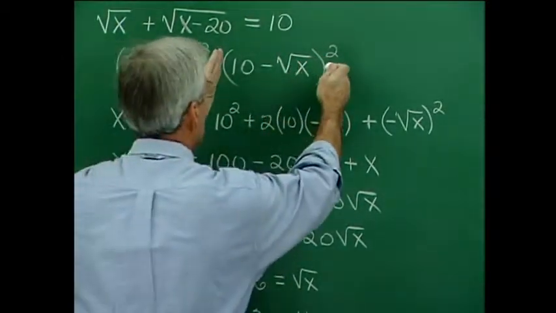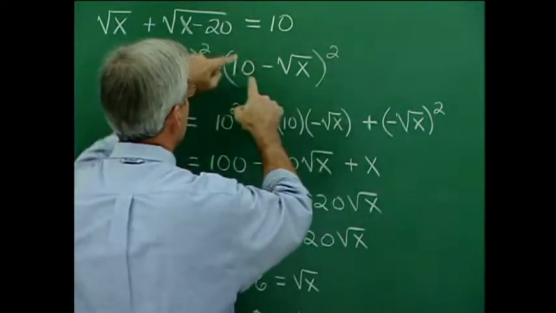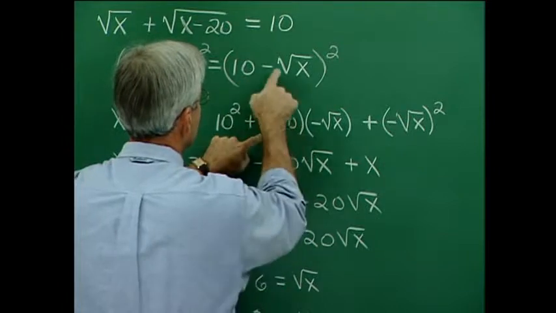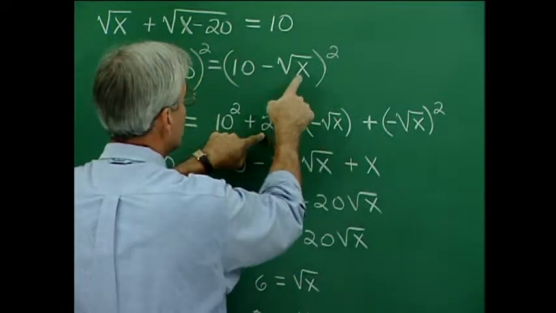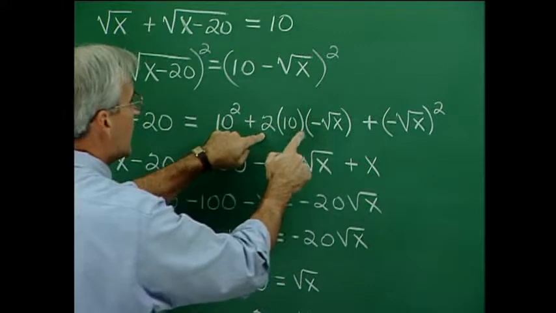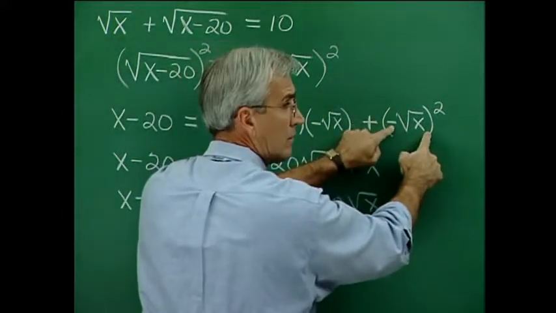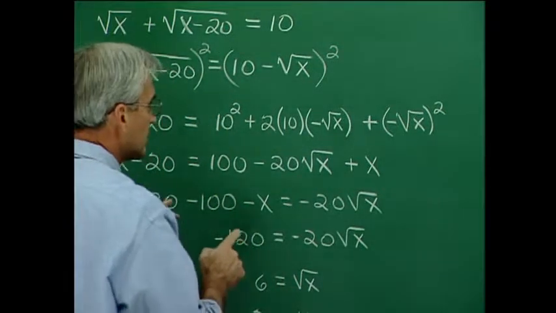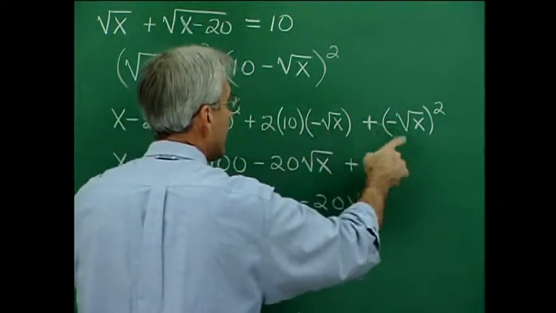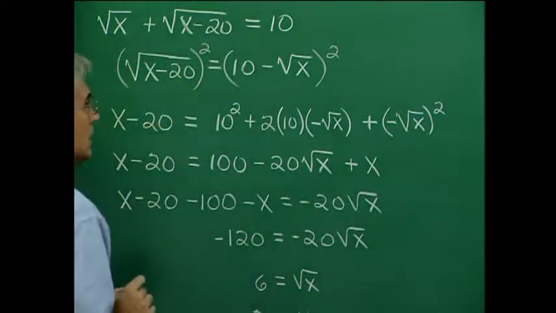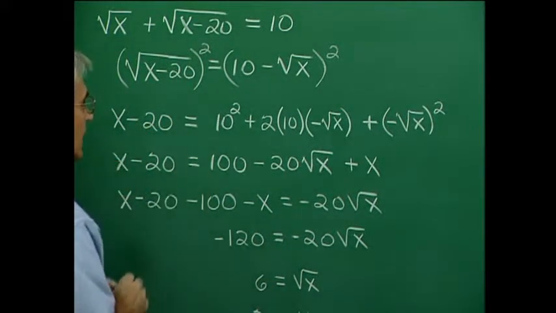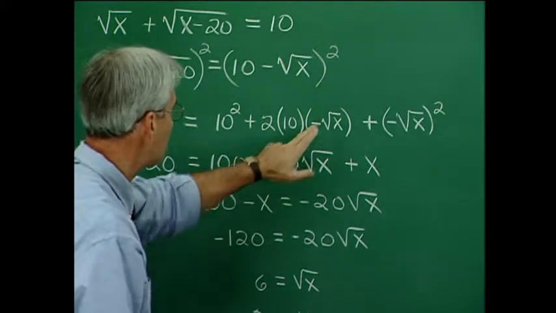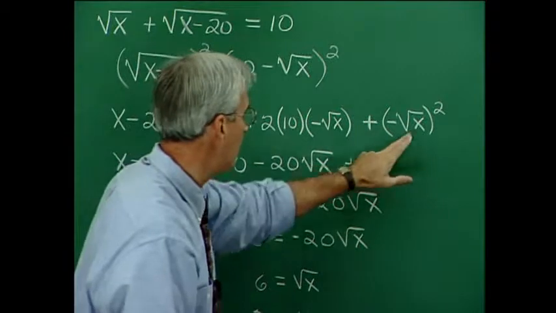When I square the binomial, let's see, the fast way is first term squared plus 2 times this term times that term. You see, 2 times the product of those two terms. And then the last term is the last term squared. So I'm indicating that here. Now I recommend if you go through this process that you write this step, that you don't try to evaluate as you go along. Certainly not in something as complicated as this. 10 squared is 100. 2 times 10, 20. So we have negative 20 root x. And here we have plus x.